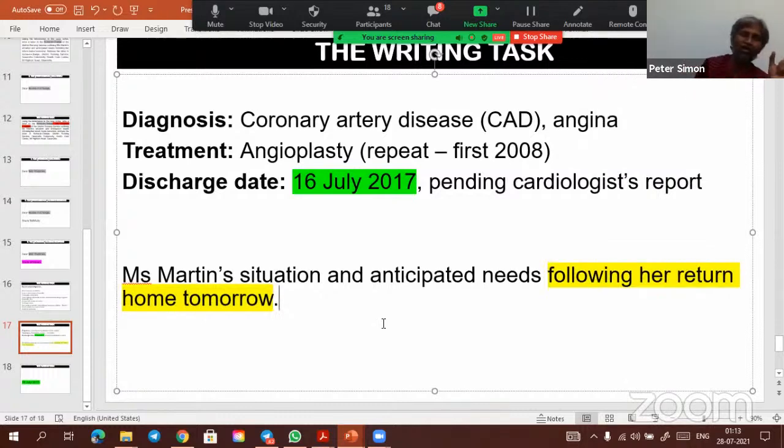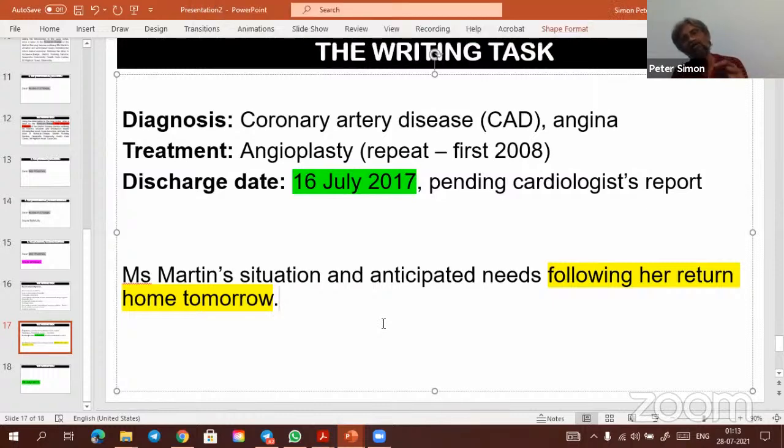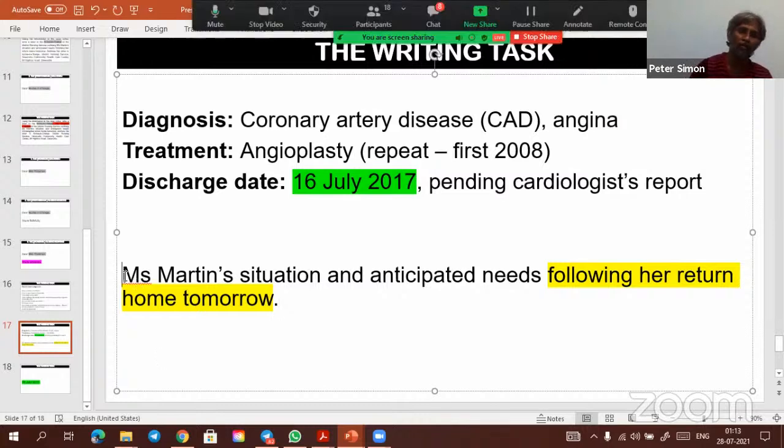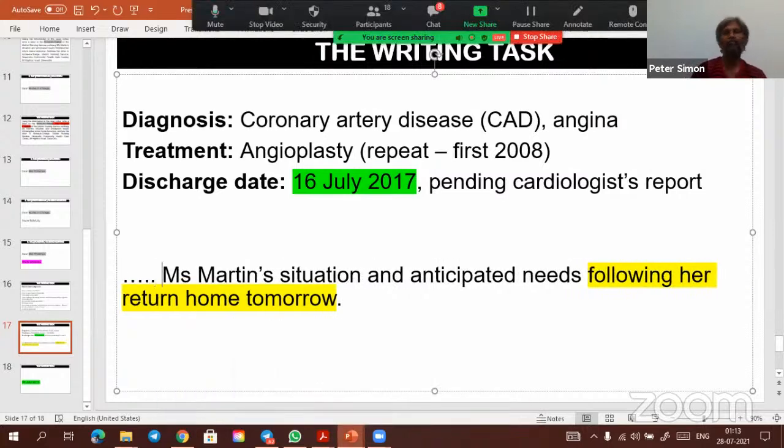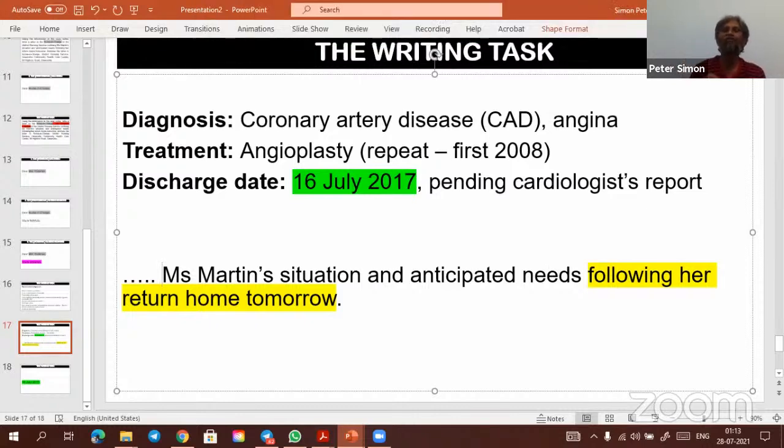Now, if this discharge date is 16 July 2017, that means she is discharged on 16. But when are you writing? Miss Martin's situation and anticipated needs following her return home tomorrow. So discharge tomorrow here. This is continuation to that. When he's telling this, try to understand what he's telling. So the date of writing the letter will be 15 July 2017, not 16 July 2017. Remember that. When you match these two things, the date on which you are writing the letter is different and the discharge date is different.